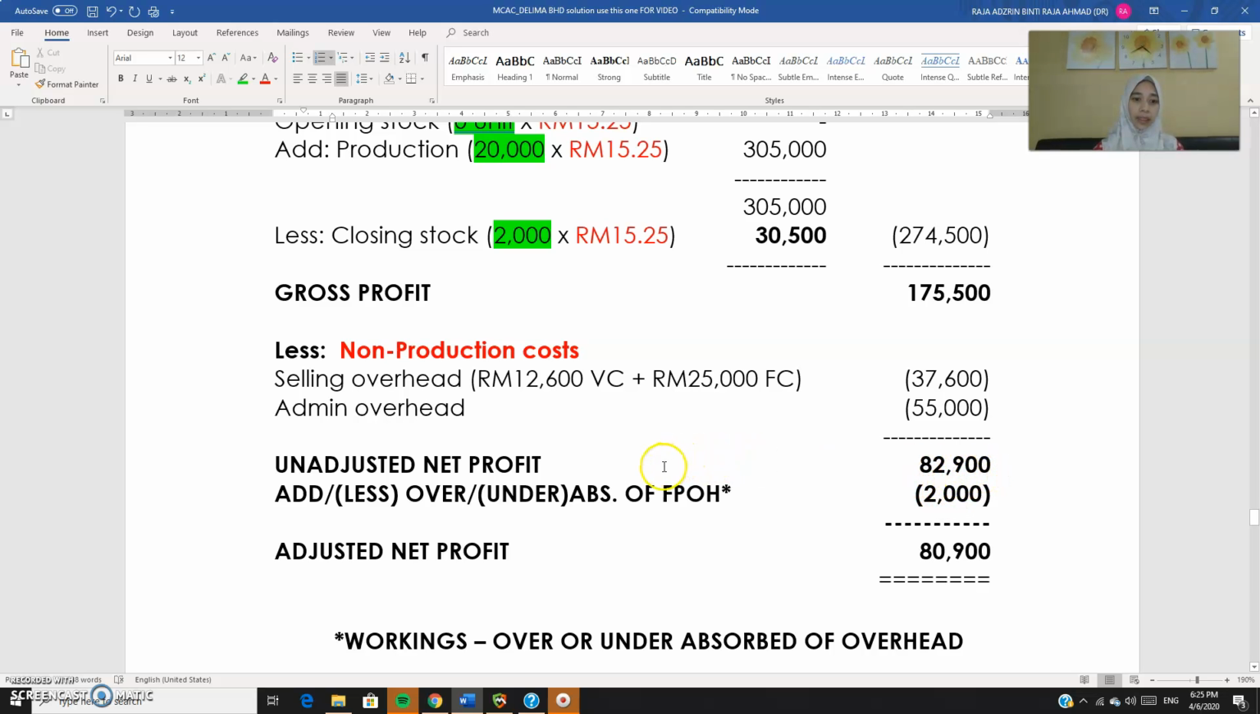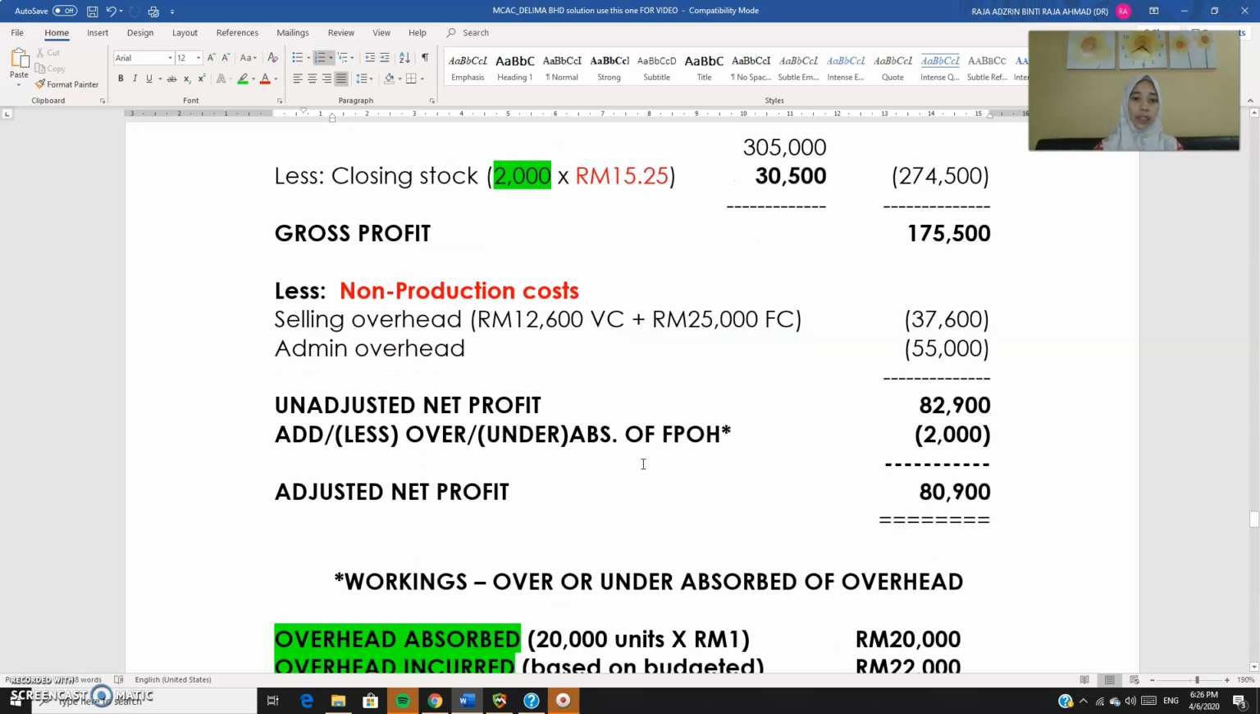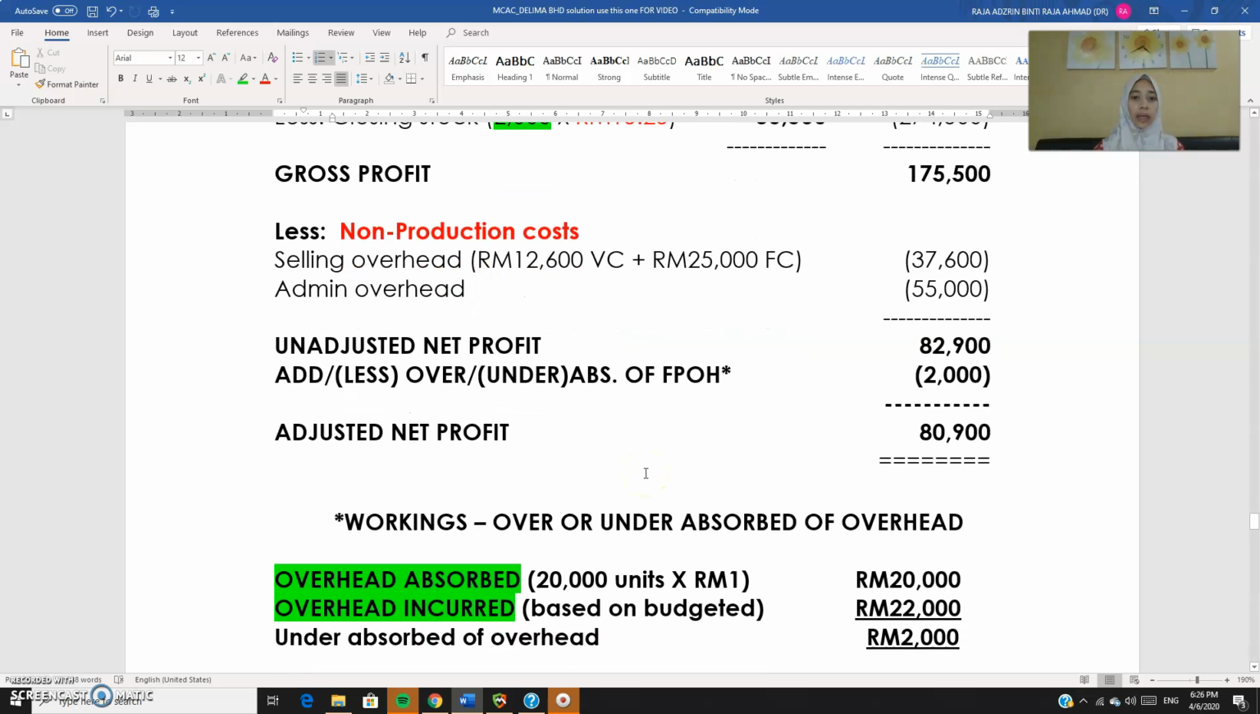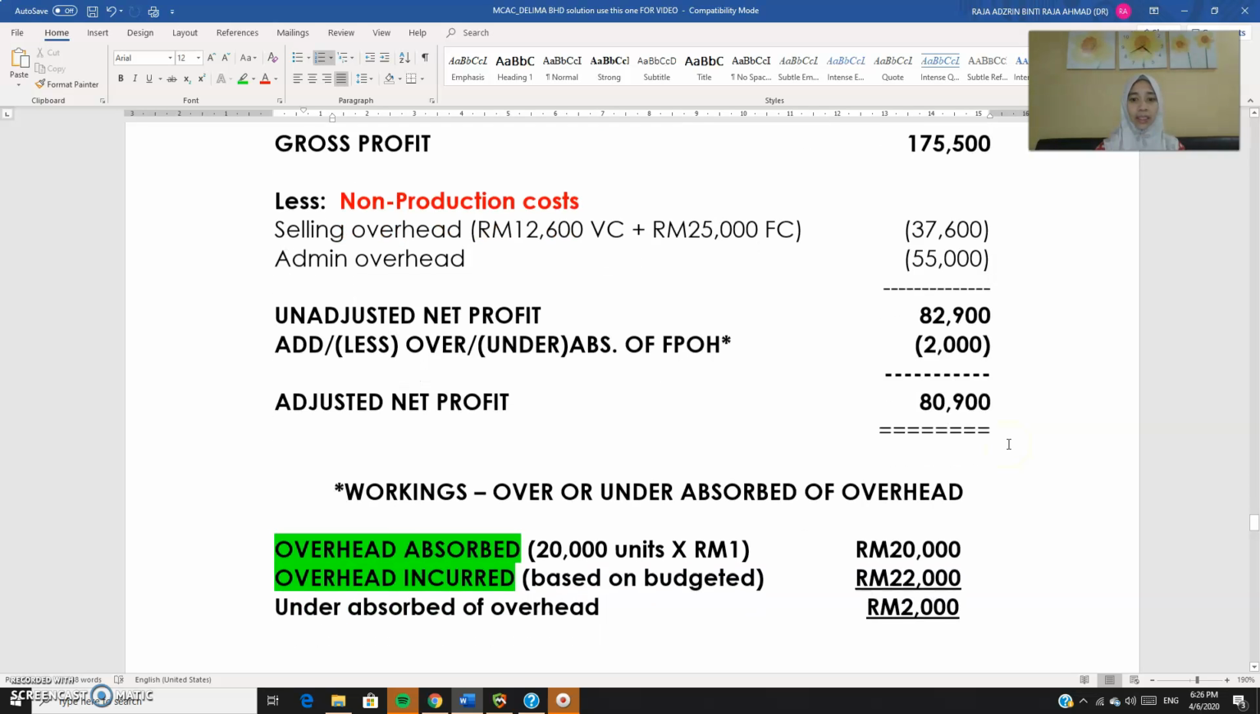As I have explained earlier, for absorption costing, you will have the over or under absorption of your overhead, or your fixed production overhead, to be more specific. So as we have worked out just now, our under absorption of overhead is 2,000. So you have to less your under absorption of overhead 2,000, which gives you an adjusted net profit of 80,900.